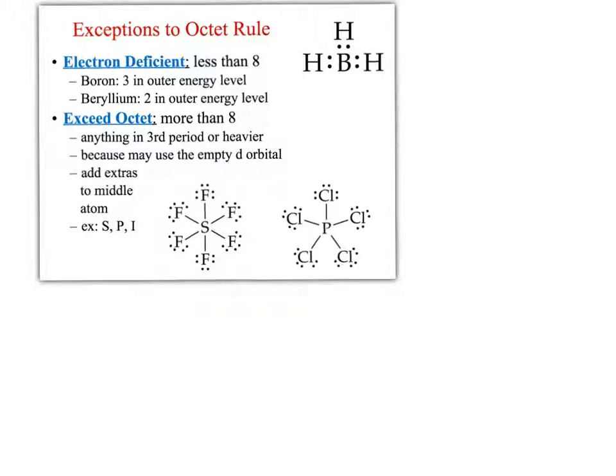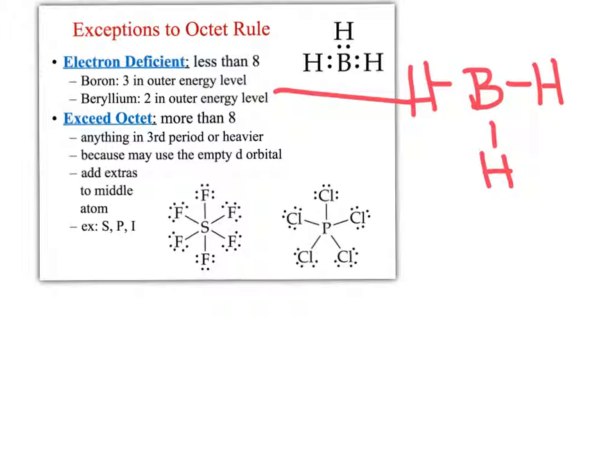Our next rules had to do with those that could be electron deficient, and there were 2. Boron, because of its location on the periodic table, would tend to only form 3 bonds. Notice it only has 6 electrons around it, but that's okay. And beryllium would do the same, but it would only form 2 bonds, and that's okay.